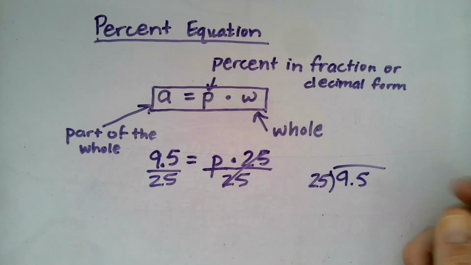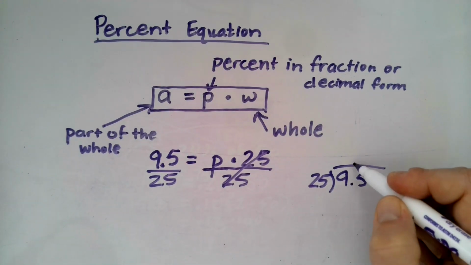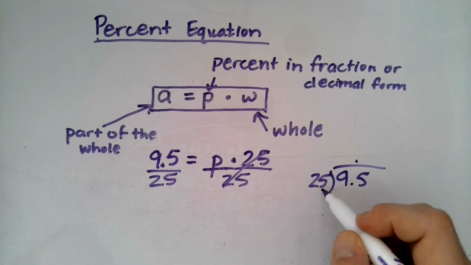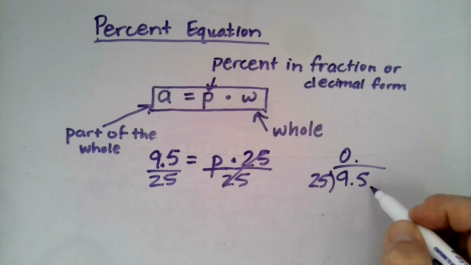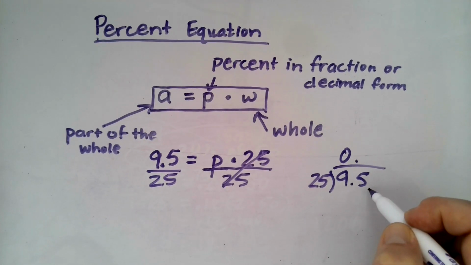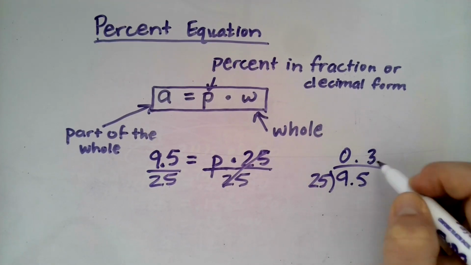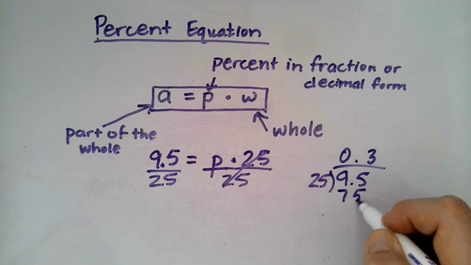So when we are dividing decimals, you have to remember this decimal point is going to go straight up here in your answer. So 25 goes into 9, not at all. 25 goes into, now we're going to think of both these digits, 95. It's going to go in 3 times. 3 times 25 is 75.